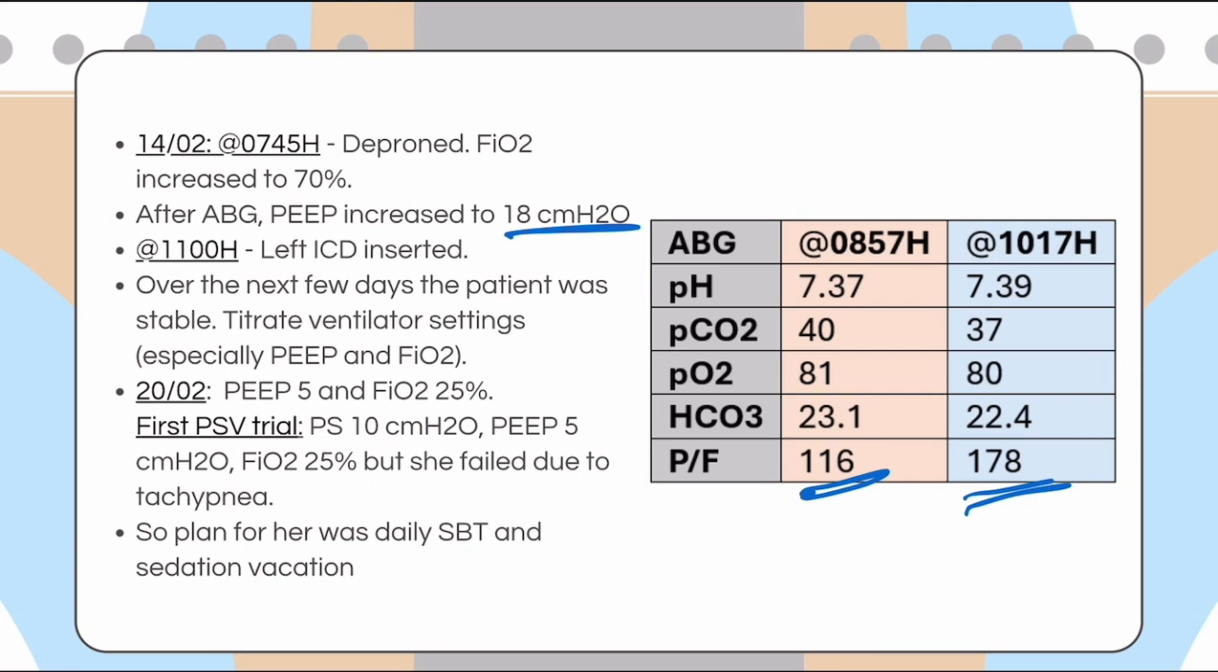After this, they addressed the pleural effusion. So a chest tube was inserted on the left side. And after that, over the next few days, the patient was stable. All they did was titrate ventilator settings, especially the FiO2 and the PEEP. And on the 20th, we were able to come down on the PEEP and the FiO2 all the way to 5 and 25%. So we started the first PSV trial on pressure support of 10, PEEP of 5, FiO2 25%. But she failed the trial because of tachypnea. So the plan for this patient was daily SBT and sedation vacation.